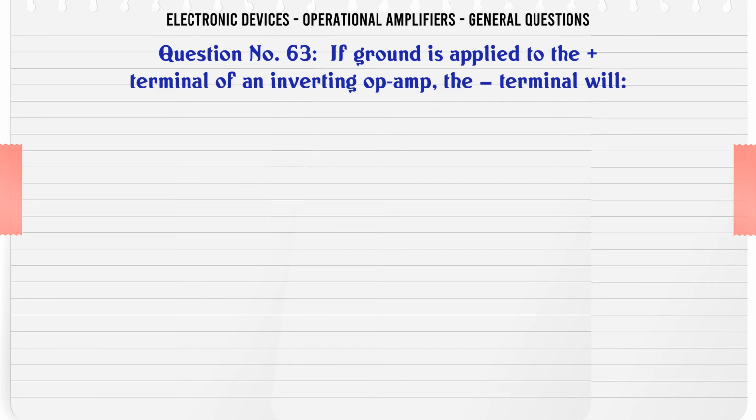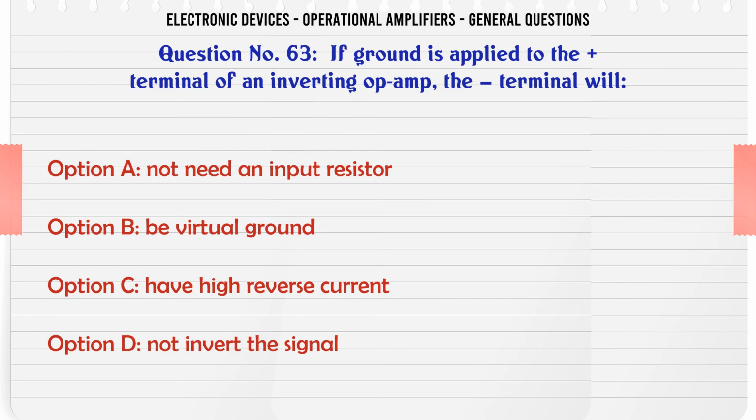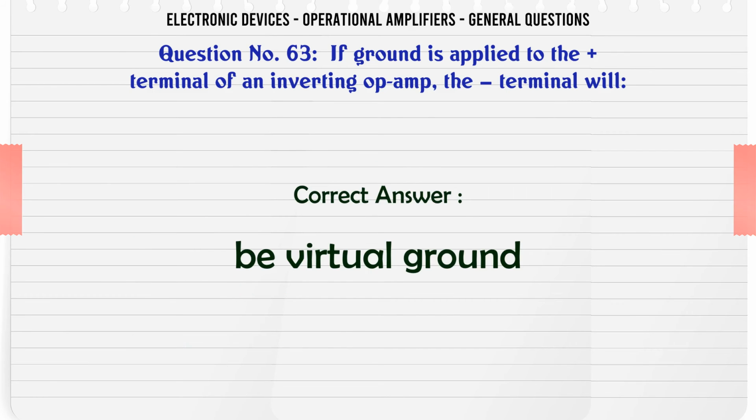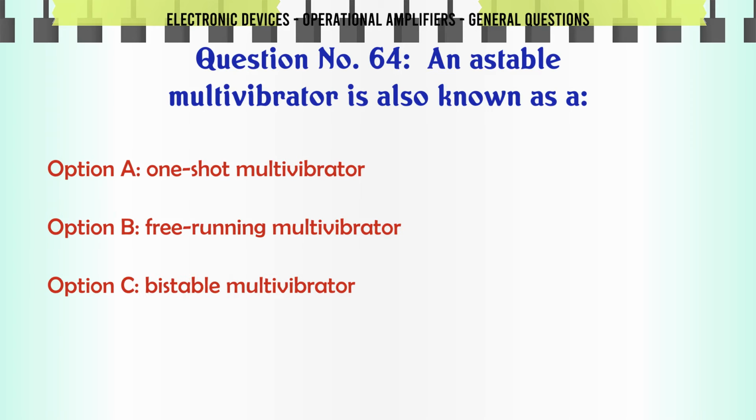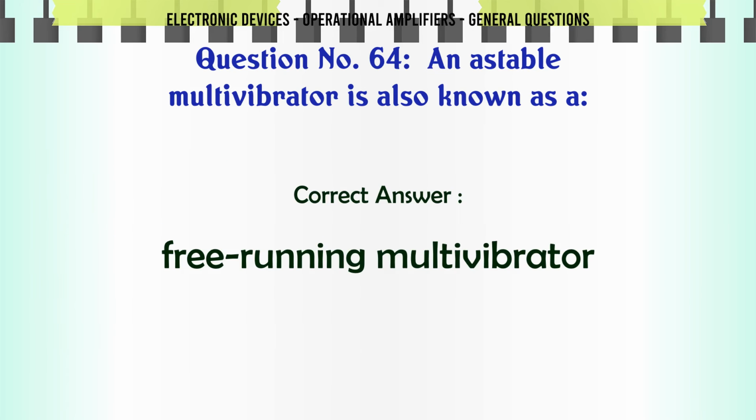If ground is applied to the input terminal of an inverting op-amp, the terminal will A. Not need an input resistor, B. Be virtual ground, C. Have high reverse current, D. Not invert the signal. The correct answer is B, virtual ground. An astable multivibrator is also known as A. One-shot multivibrator, B. Free-running multivibrator, C. Bistable multivibrator, D. Monostable multivibrator. The correct answer is free-running multivibrator.